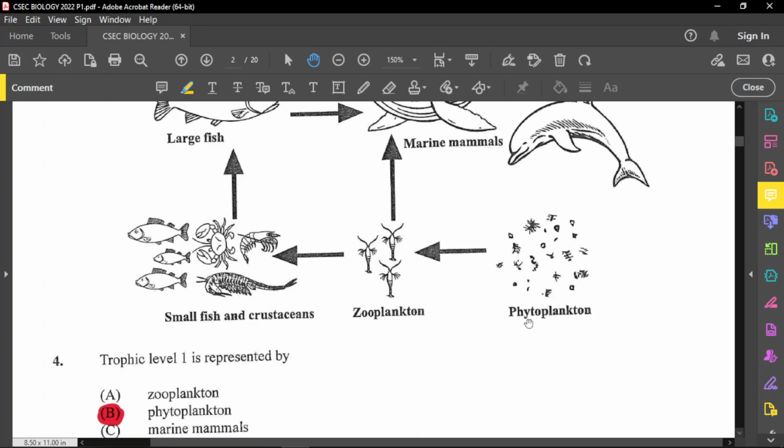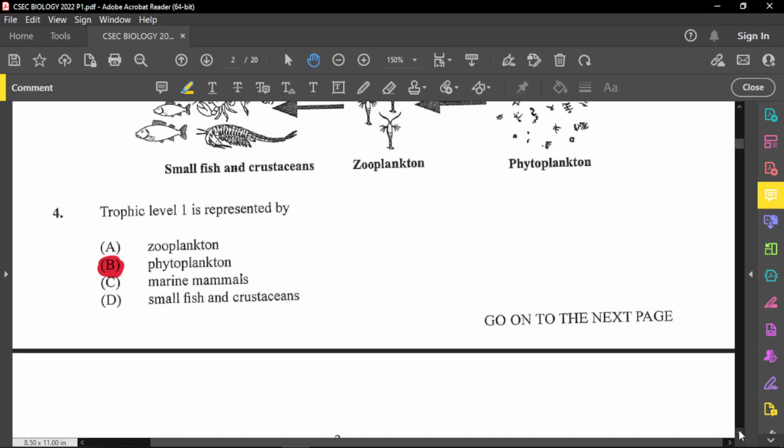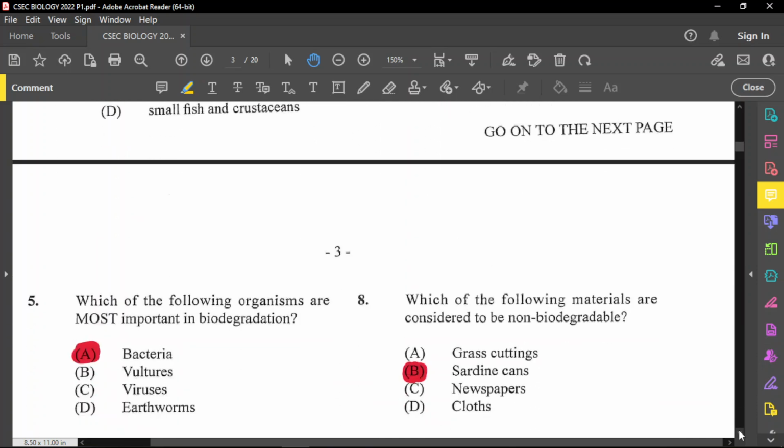And for this food web, the producer is the phytoplankton. And phyto refers to that they photosynthesize, right? Zooplankton, they are animal-like. And so the phytoplanktons, they are plant-like. All right. And once they are plant-like and able to photosynthesize, then they are the producer of the food web. All right. So B is our answer for question number 4.